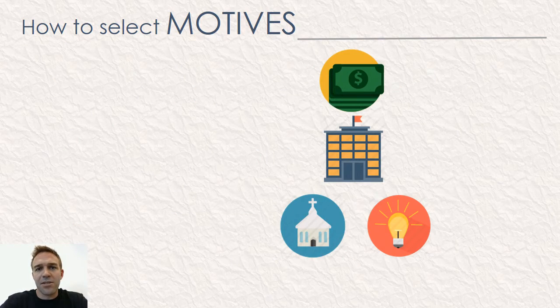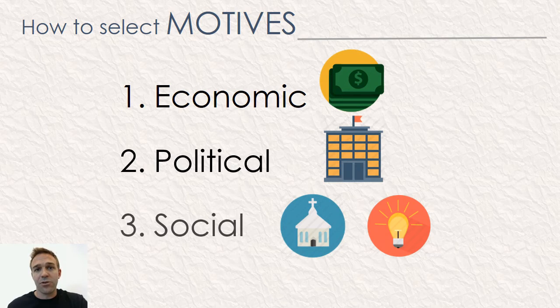So you notice in that thesis that I have political and social motives. Most people are going to be using three different motives: economic, political, and social. But notice that the thesis didn't say anything about economic motives. Let me see if I can explain why.